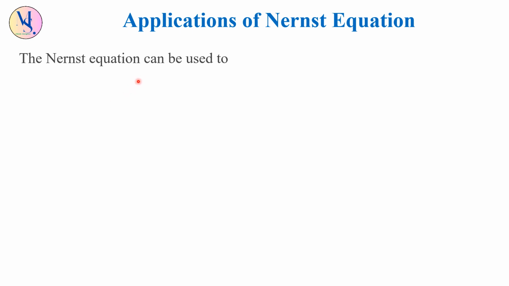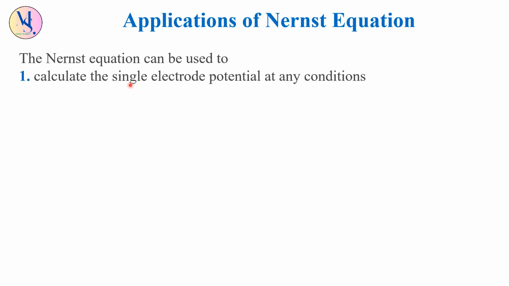The Nernst equation is very important in electrochemistry due to its various applications. For example, this equation can be used to calculate the single electrode potential at any given condition. For example, this is a reduction process in which a metal ion is getting reduced by gaining electrons. For this reduction half process, we can write the Nernst equation like this. From this equation, we can easily calculate the reduction potential at given conditions.